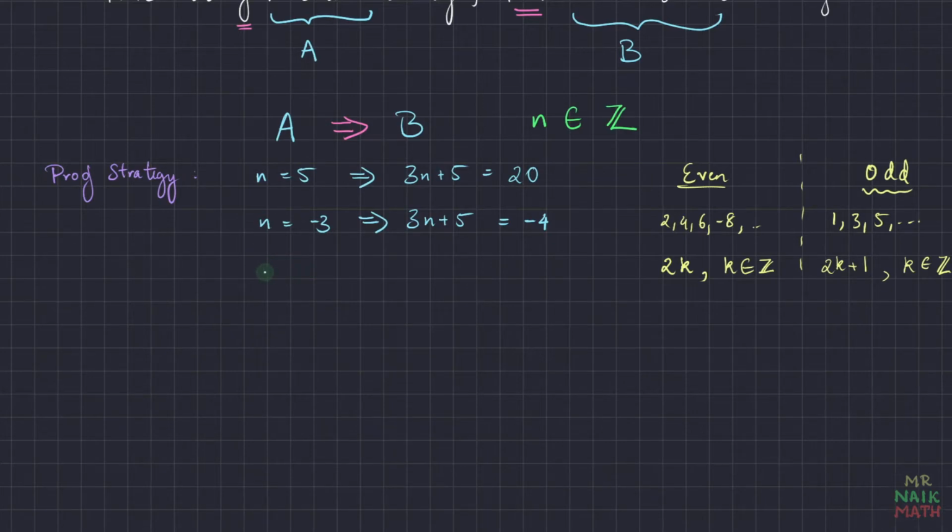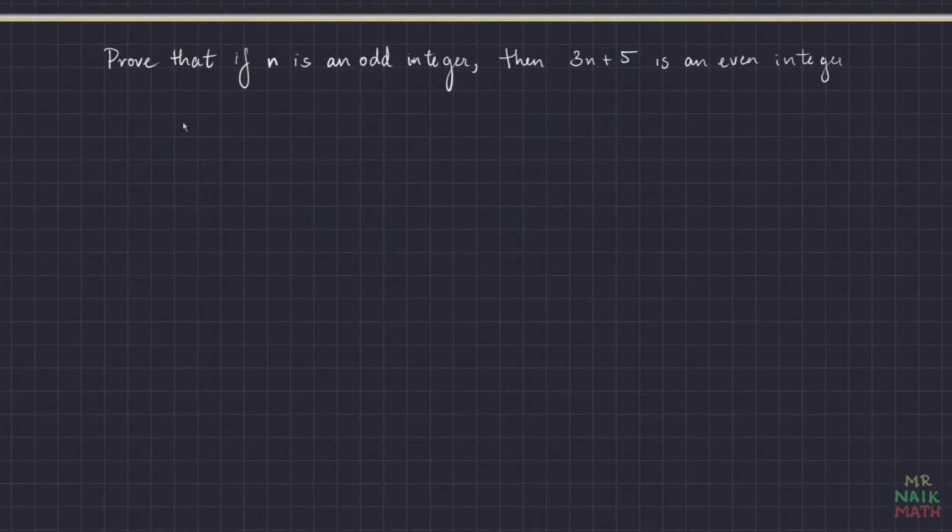So what would happen if n is any odd integer? Then n would be 2k plus 1. If n is 2k plus 1, what does that say about 3n plus 5? It would equal 3 times (2k plus 1) plus 5. And somehow we need to prove that this is an even integer. So this is going to be our proof strategy. Finally, we are ready to write our proof.